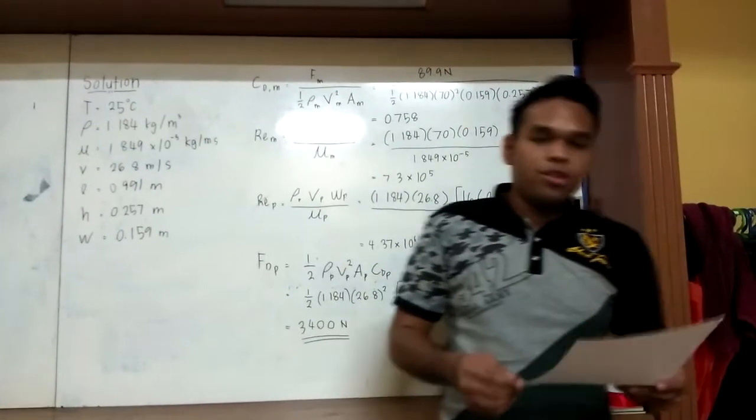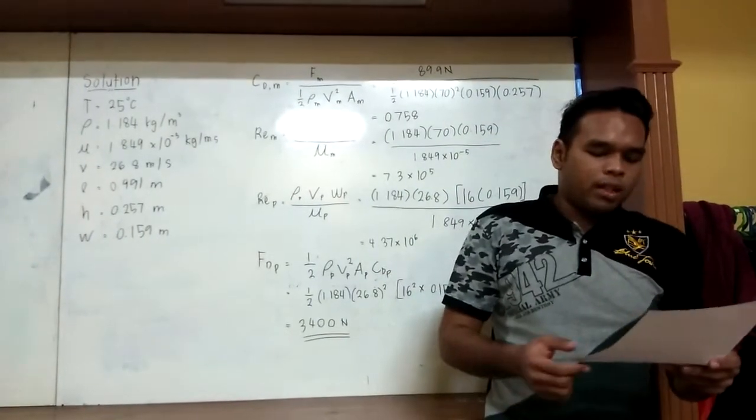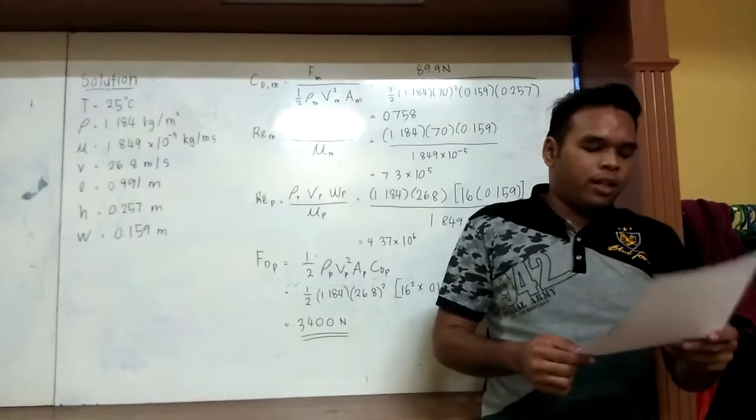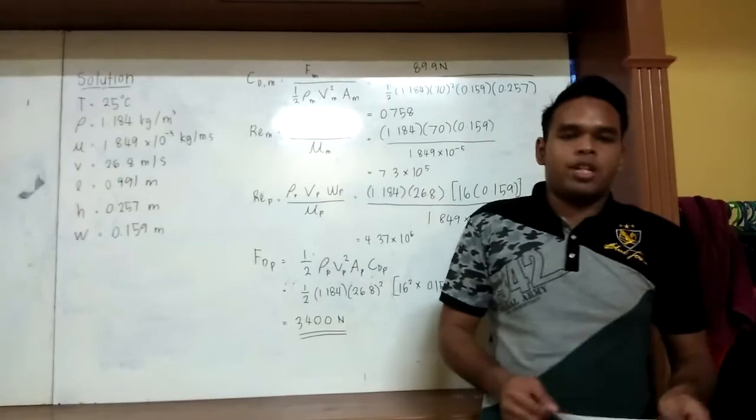Step 4, choose j repeating parameters. Step 5, construct the k Pi's and manipulate as necessary. And finally, Step 6, write the final functional relationship and check the algebra.